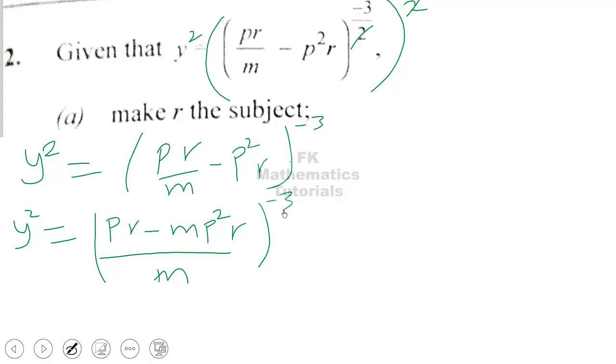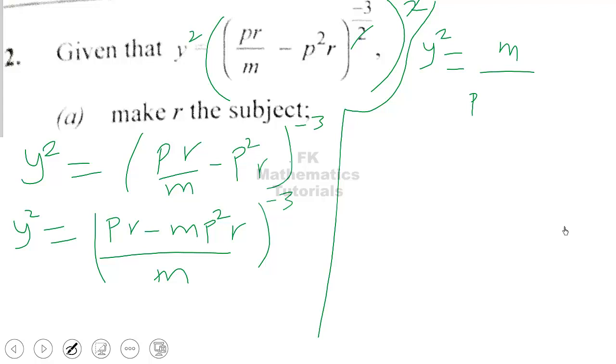Good. Now I want to have a positive exponent so that I can work with it. So I'm going to reciprocate the fraction in the bracket, so that the whole thing becomes something like this: y squared is equal to M over PR minus MP squared R, all exponent positive 3.